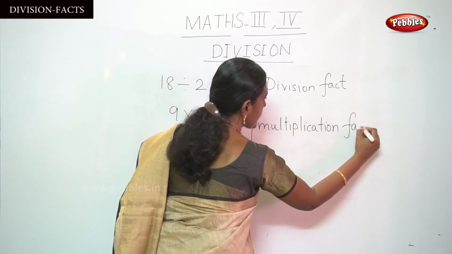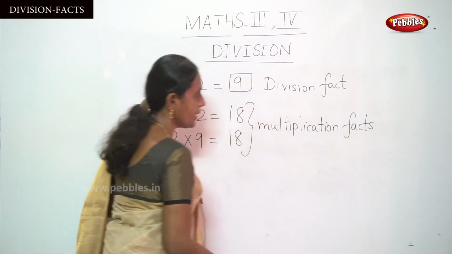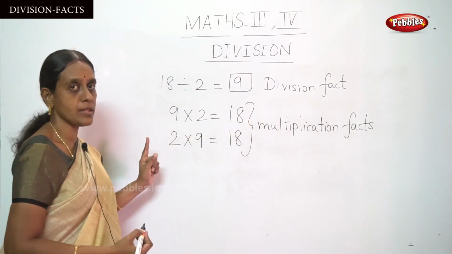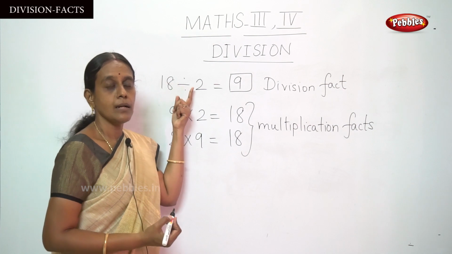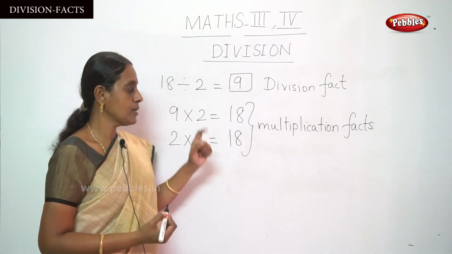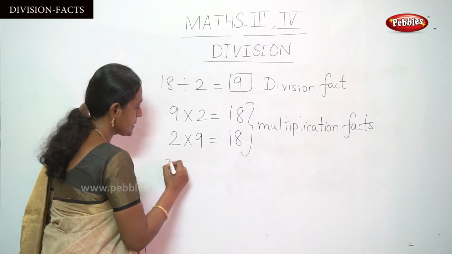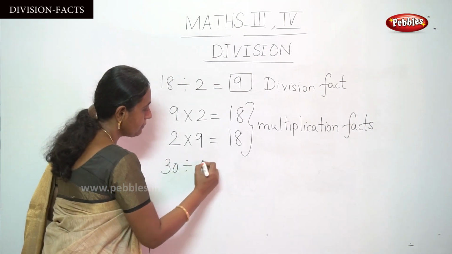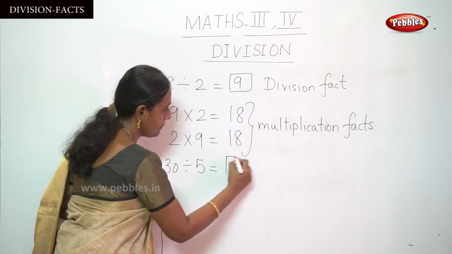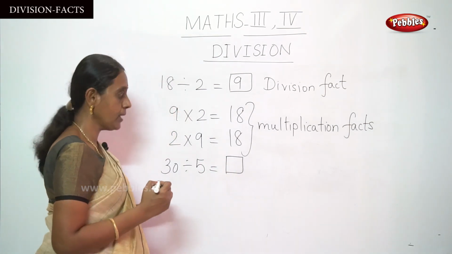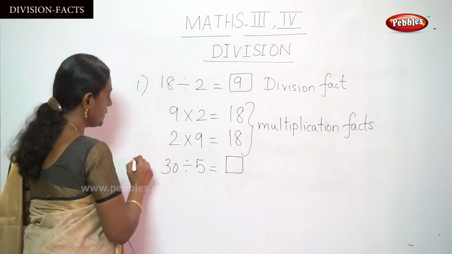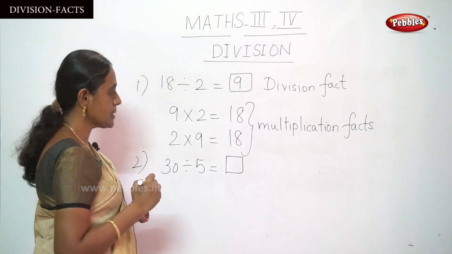Multiplication facts. So we can write two multiplication facts by changing the multiplicands. Okay, I am going to write one more example for you, that is 30 divided by 5. This is the first example and this is for the second sum.